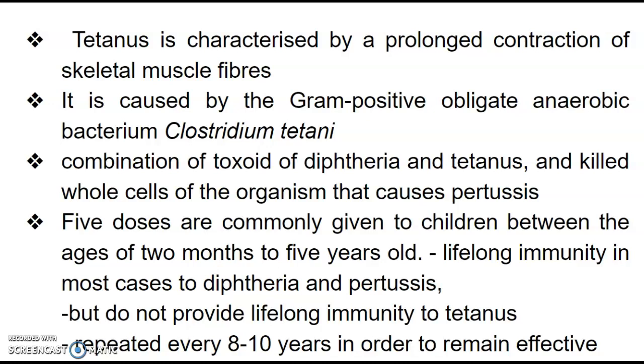So 5 doses are preferable, commonly given to children between the age of 2 months and 5 years, and they provide lifelong immunity towards diphtheria and pertussis, but not for tetanus. So for providing lifelong protection for tetanus exclusively, we have to go for booster doses. You may be familiar that after 5 years, 10 years, you go and take tetanus.